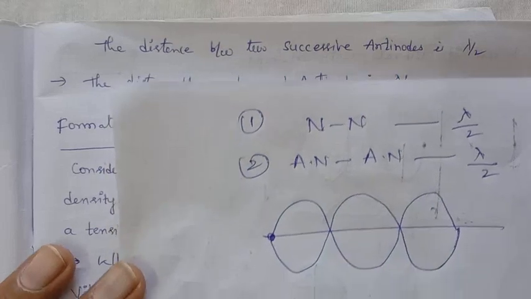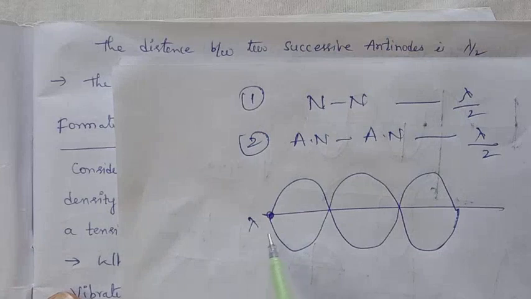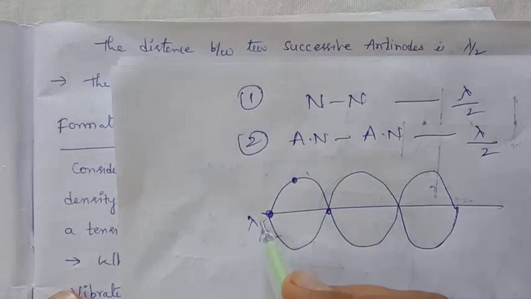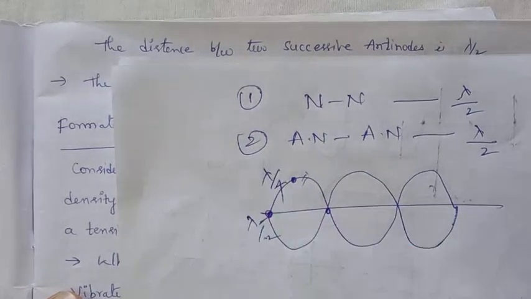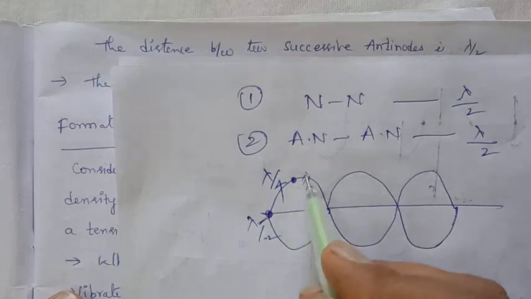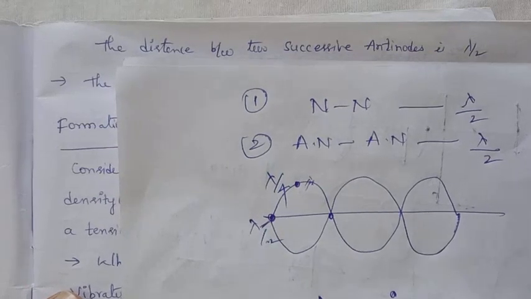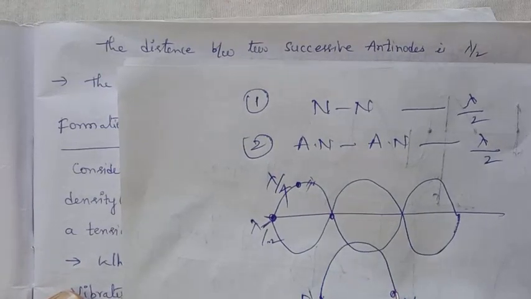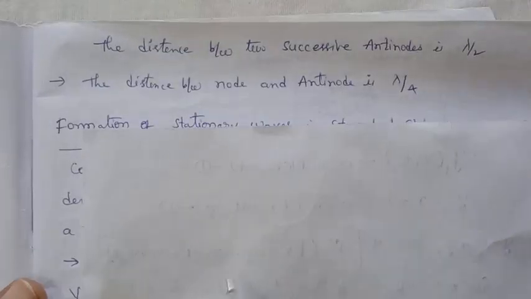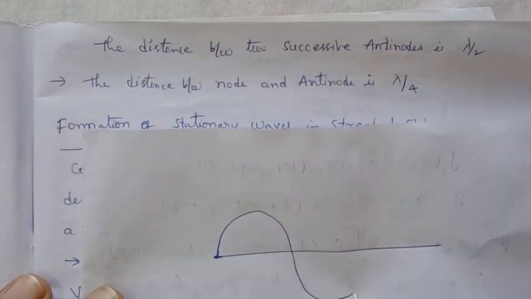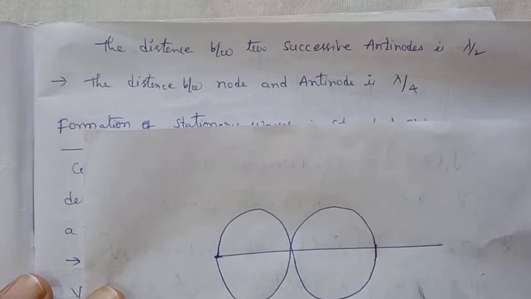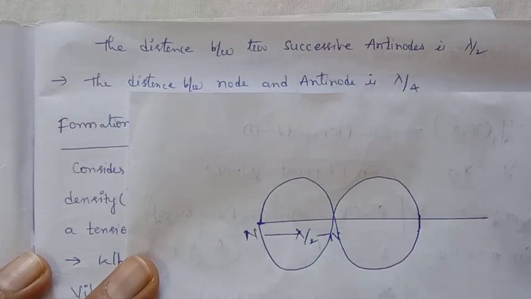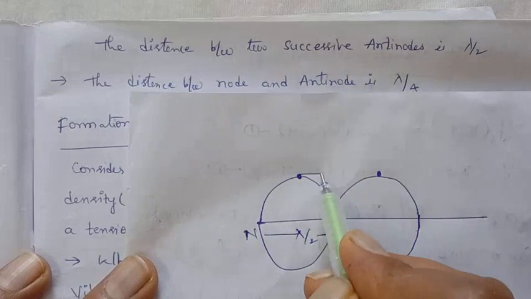From here to here is lambda by 2 distance. From this point to this point, what is the distance? Lambda by 4. So from here to here, the distance is lambda by 2. It is a node and it is a node. Sorry, I will also draw the diagram here. This node to node, the distance is equal to lambda by 2. And here antinode to antinode, the distance is also lambda by 2.